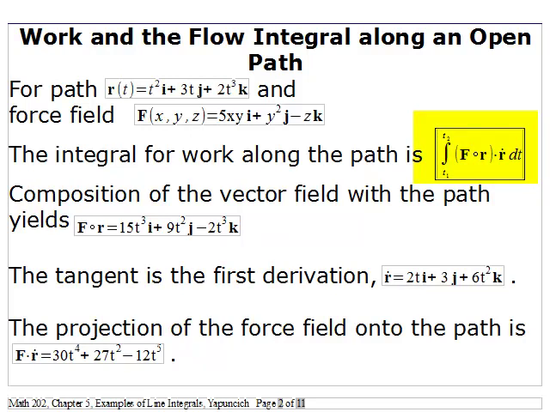F composed with R, this is the vector function composed with the parameterization R, and then you have a dot product onto the time derivative of the parameterization. Here's the path, t squared in the i, 3t in the j, and 2t cubed in the k. No significance to it, it's just the path.